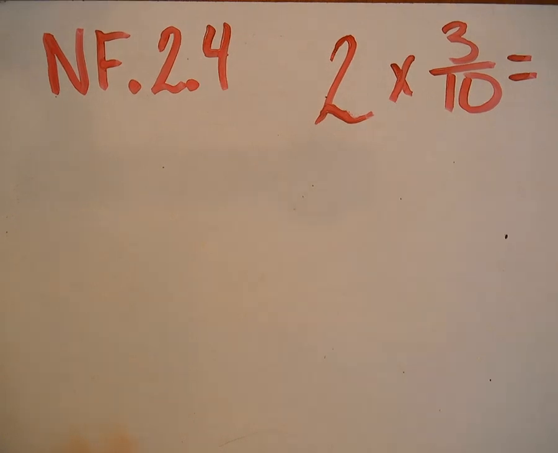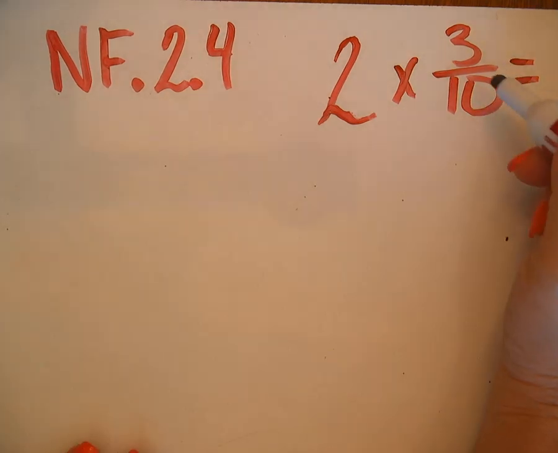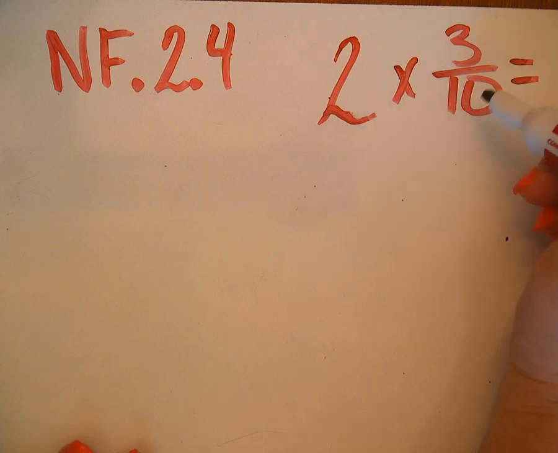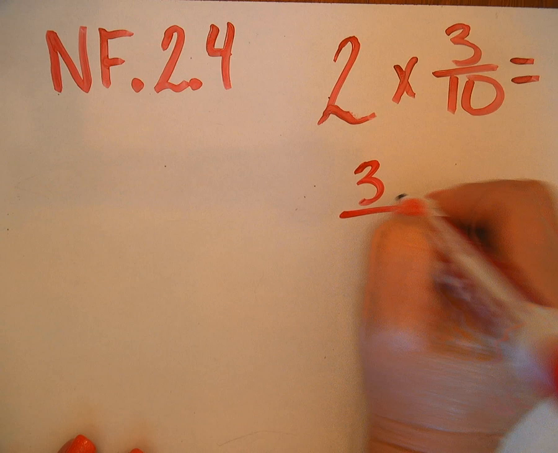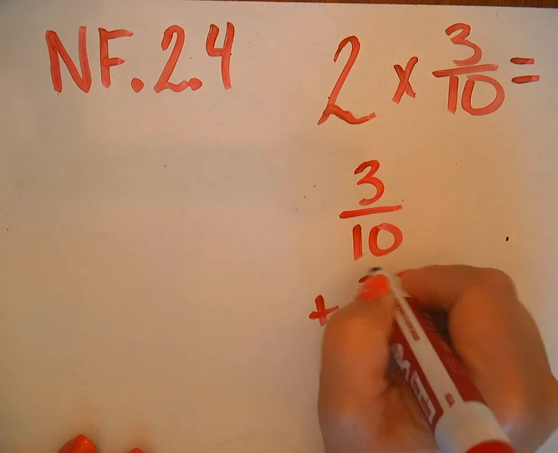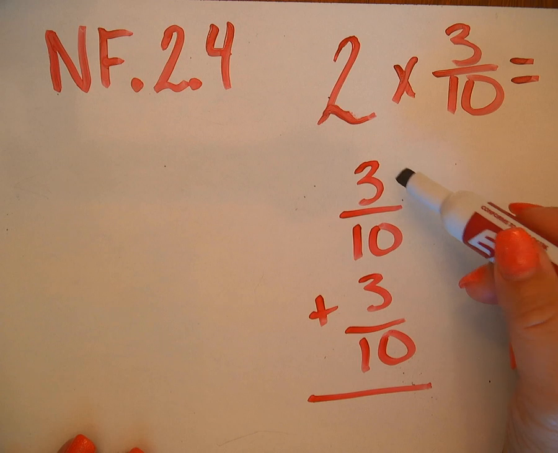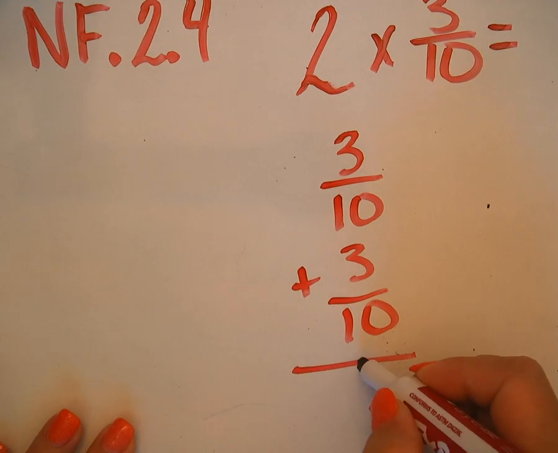So yesterday we did a few different strategies. One way we learned we can use repeated addition. So if you have 2 times 3/10, you can have 2 groups of 3/10. And when you add fractions, you only add the numerator and you leave the denominator alone.